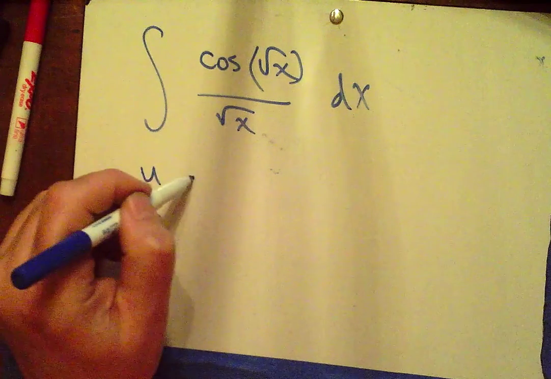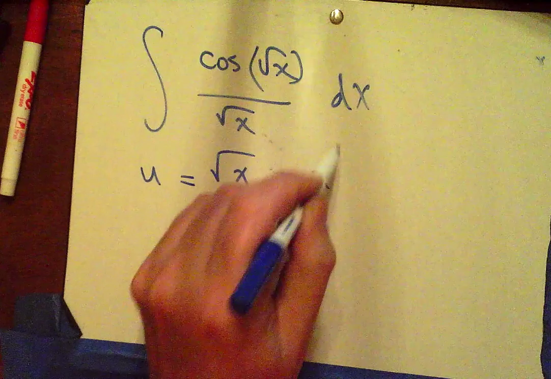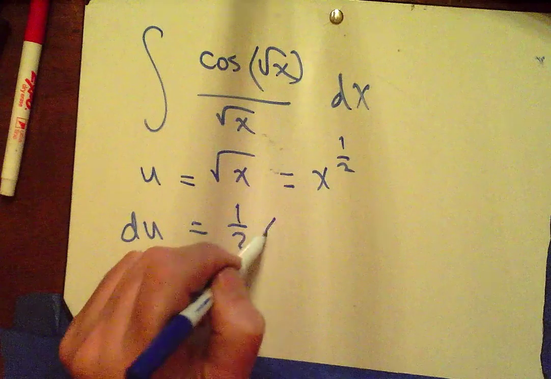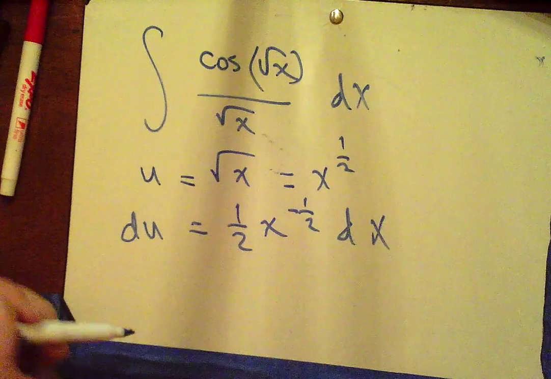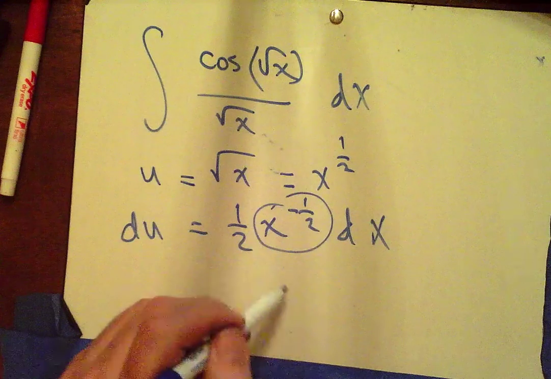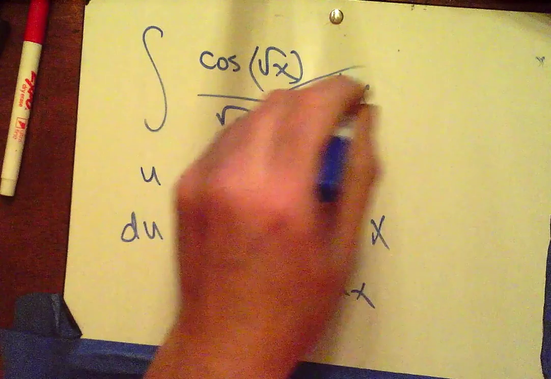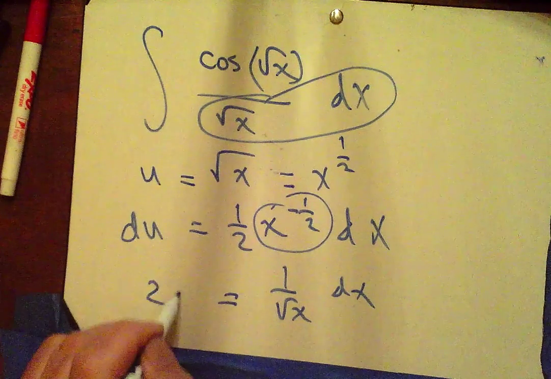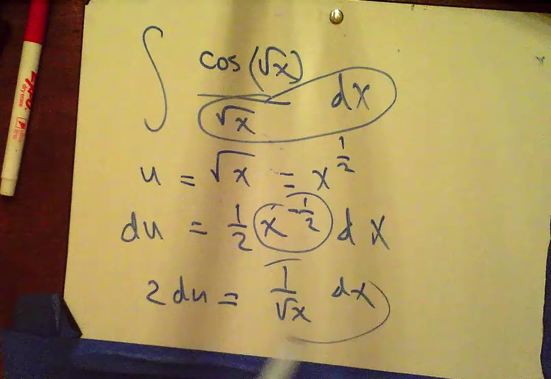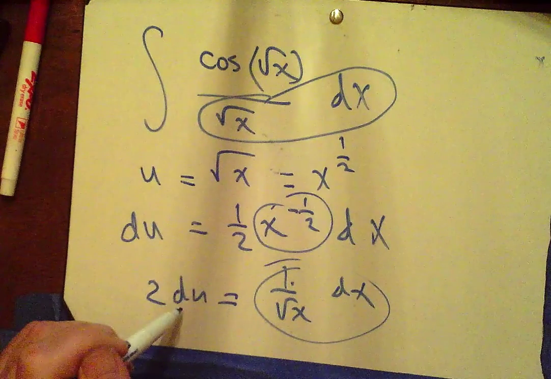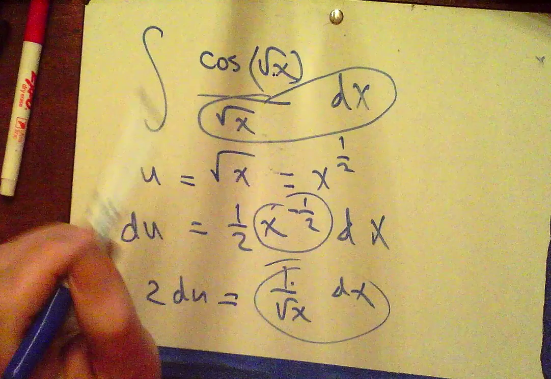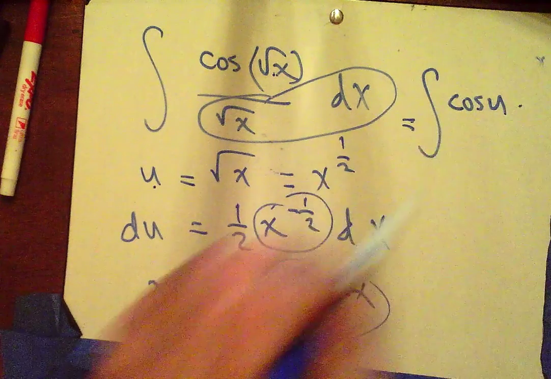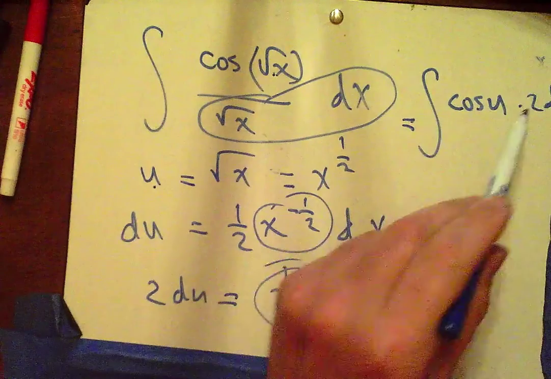Because what I see is that u is square root of x, or x to the 1 half. Why? Well, let's take the derivative. We've got 1 half x to the minus 1 half dx. And what's that? That's 1 over square root of x dx. And I've got 1 over square root of x dx. I want to get rid of that 1 half by multiplying both sides by 2. And so I can replace all of this stuff here with 2 du, and this with u. So my integral is going to become cosine of u times 2 du. I'll pull out that constant.